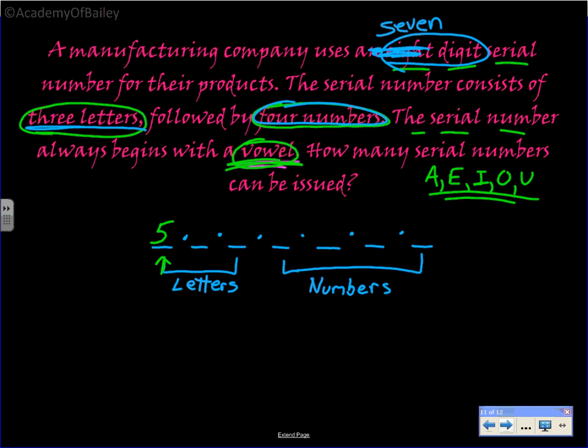For the second spot, it just has to be a letter. It can be any letter. There's no stipulation on which letter it is. So there are 26 letters, and that's the same for the third spot, 26 letters. For the numbers, there's no stipulation on which numbers you can use, so we're going to use the numbers 0 through 9 because that's a one-digit number. How many one-digit numbers are between 0 and 9? 10. And that's the case for all of these because all 4 of these are going to be numbers.